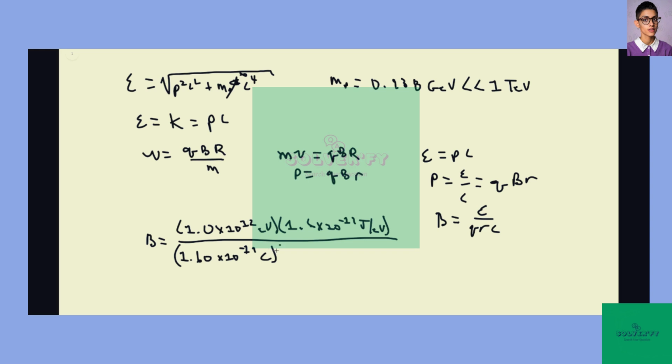times the radius of the ring, which is 1.0 times 10 to the third meters, times the speed of light, which is 3.00 times 10 to the 8th meters per second. That gives you a value of B.